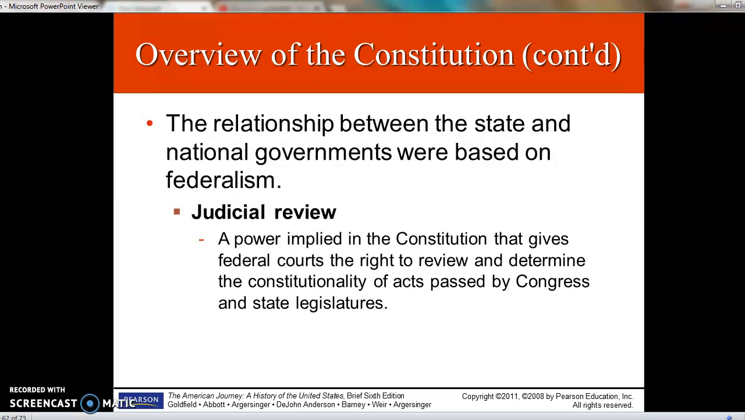The relationship between states and the federal government is known as federalism. Okay, federal laws are followed by the states. Most state laws are not followed by the federal government. But almost every federal law is followed by the state governments.